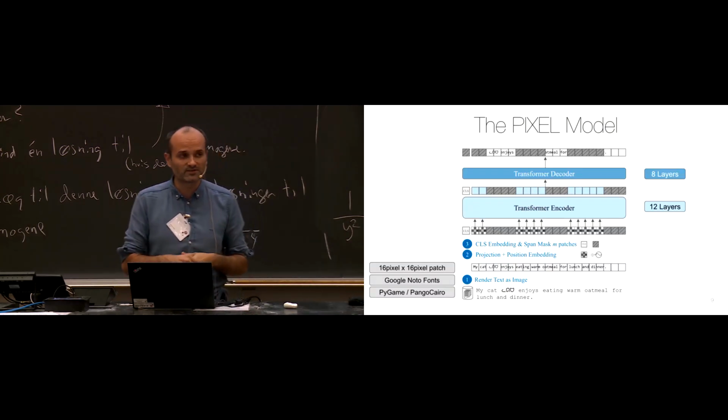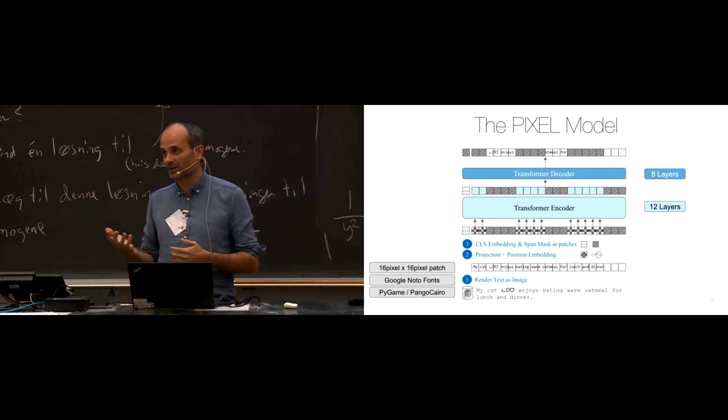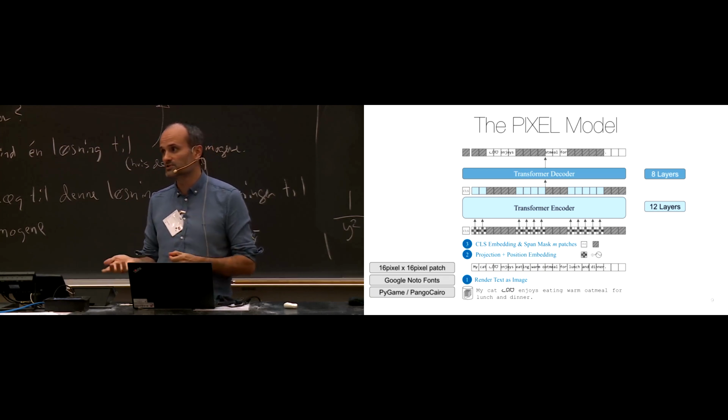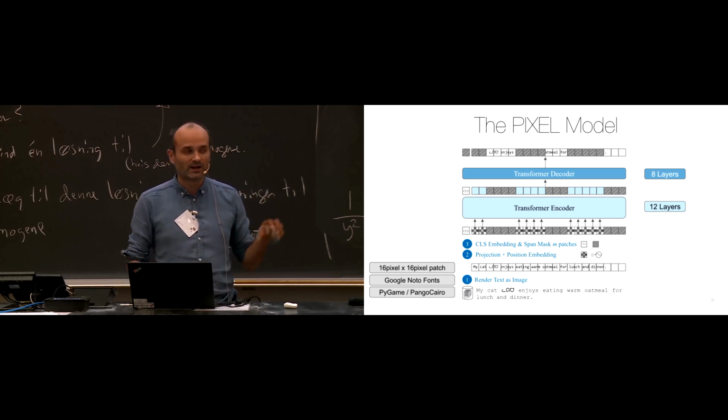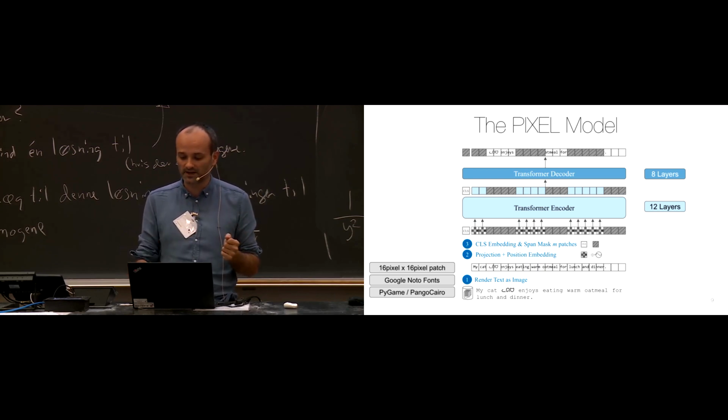So the way this works is we take a text collection from a hard disk or maybe from a Hugging Face data set, and we use something called Pango Cairo to render this text into an image using the open source Google Noto fonts. Our images are 16 by 16 patches, and we just draw the text directly into there in full RGB space. The patches are then embedded by a simple convolutional neural network layer.